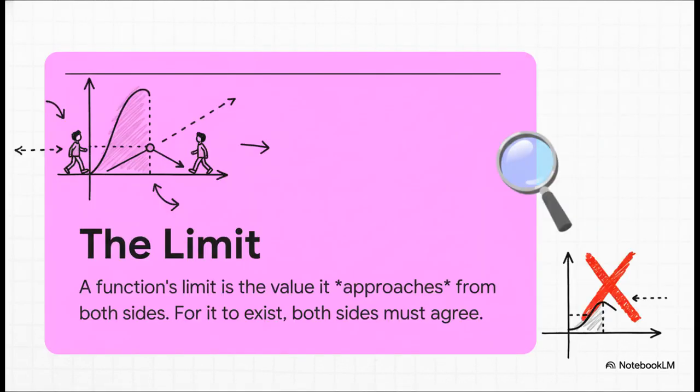Let's zoom in on that second rule for a sec, the limit. A limit isn't about where the function is at that exact moment, it's about where it's going. Imagine you're walking along the graph from the left, and a friend is coming from the right, both heading to the same x value. For that limit to exist, you both have to be zeroing in on the exact same height. If you're heading for different places, well, the limit just doesn't exist.